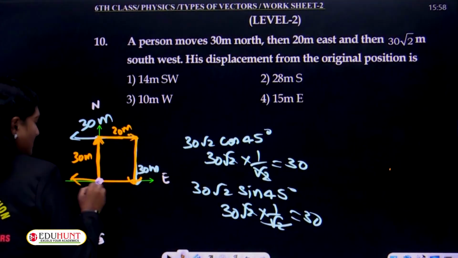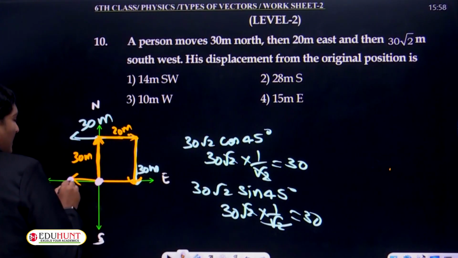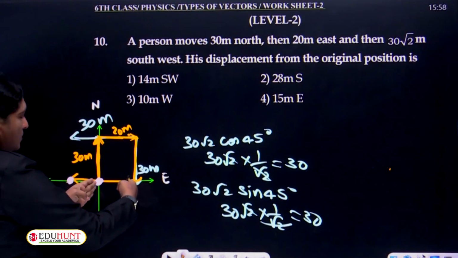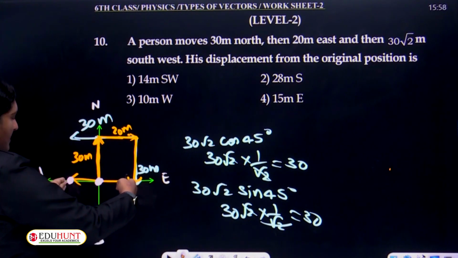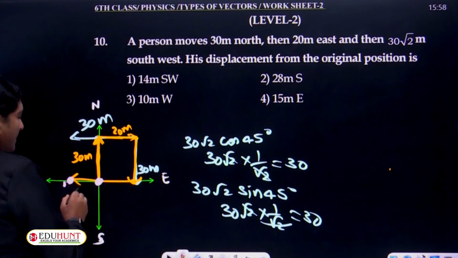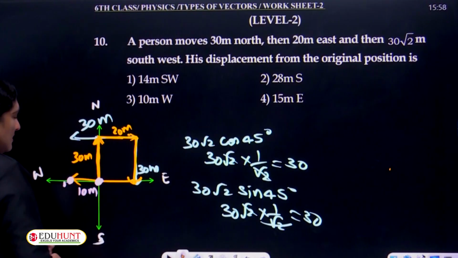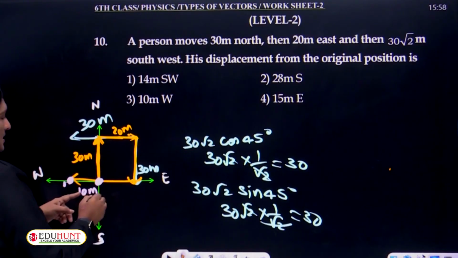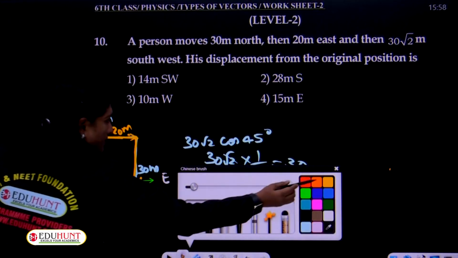Initially the person was here and finally he was here. So how much far away? This part is only 20 meters and this part is 30 meters. Then how much should it be? This must be 10 meters. And 10 meters in which direction? West direction. This was his initial position.